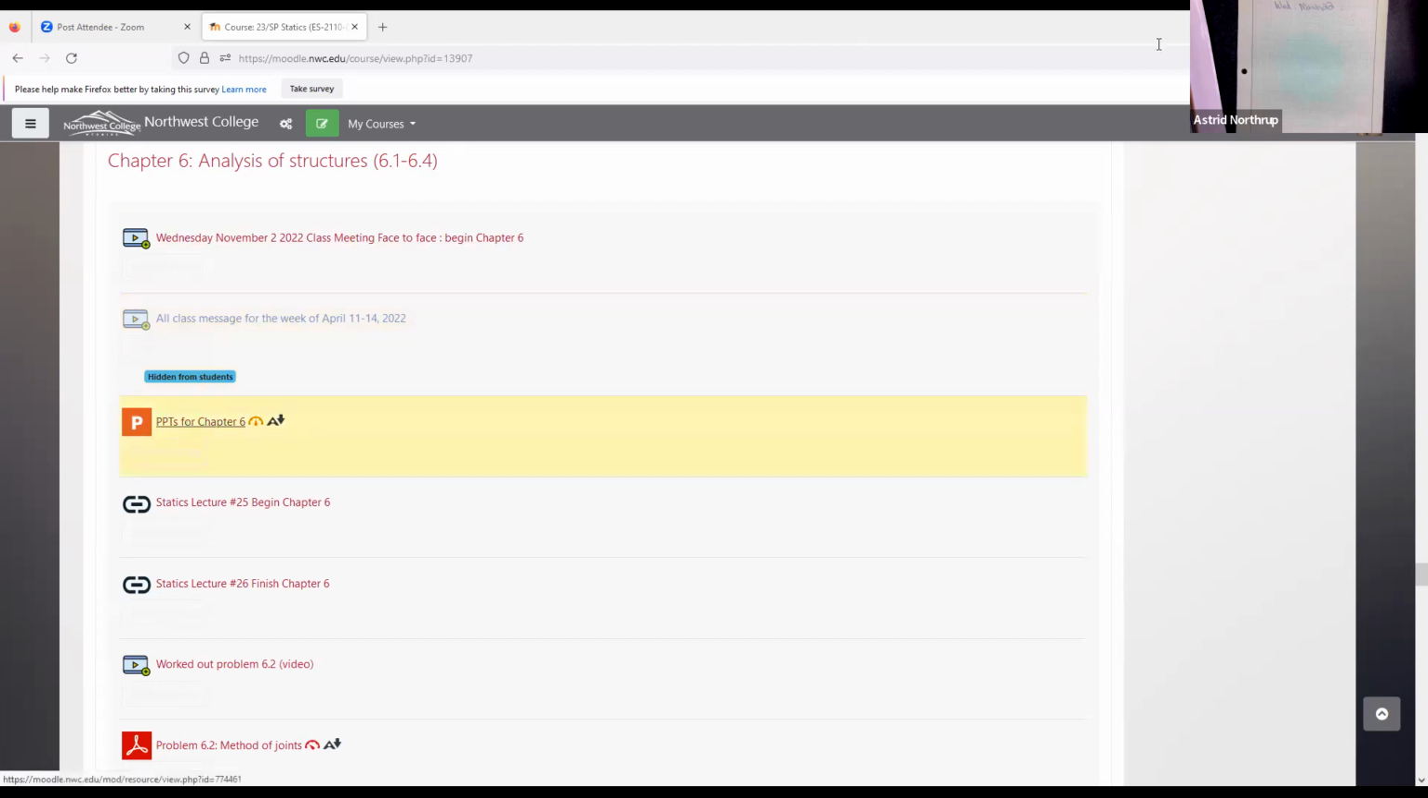So the next thing I'm going to do is talk a little bit about the content of chapter 6. If I'm able to pull up my PowerPoints, let's find out. Oh, there it is. Let's go ahead and open this, and we'll start working on getting ready toward the homework. There are several techniques for doing analysis of structures, but we are only going to focus on 2 of them.